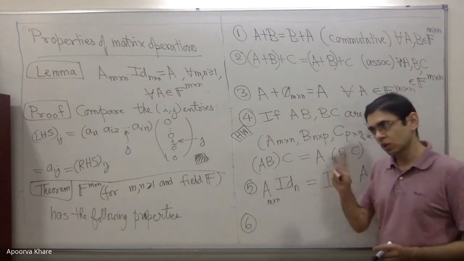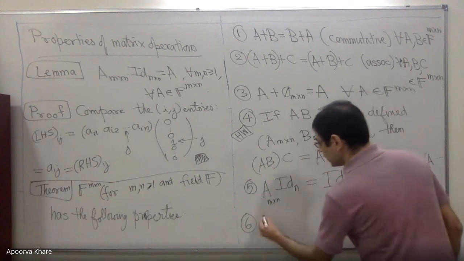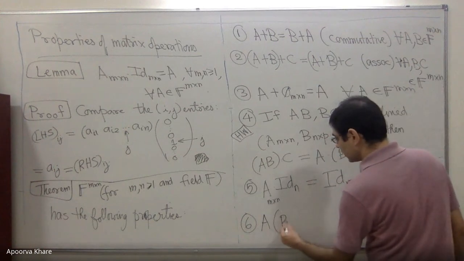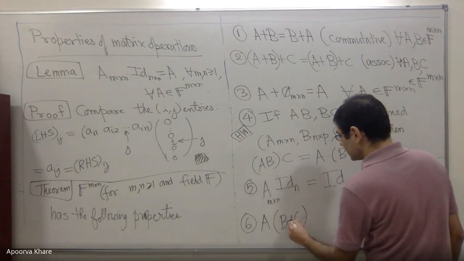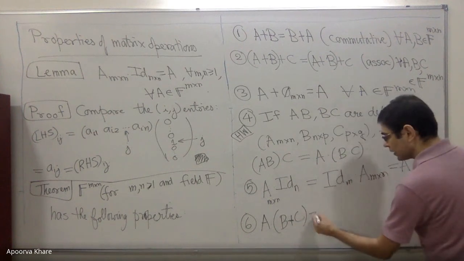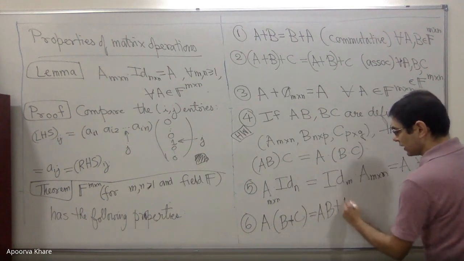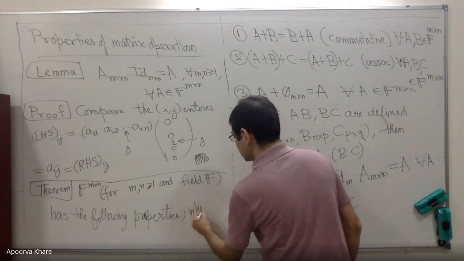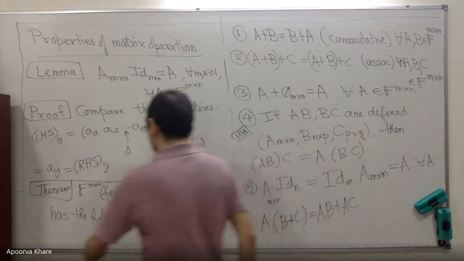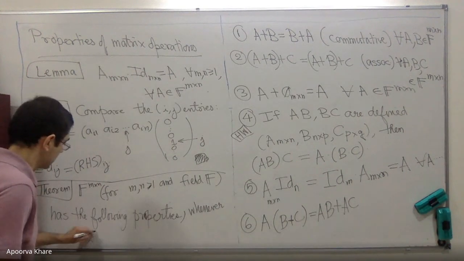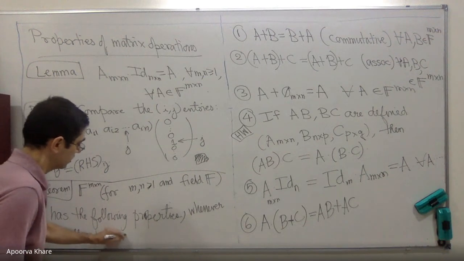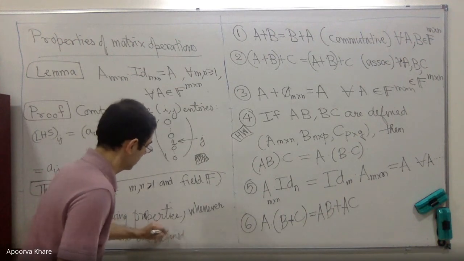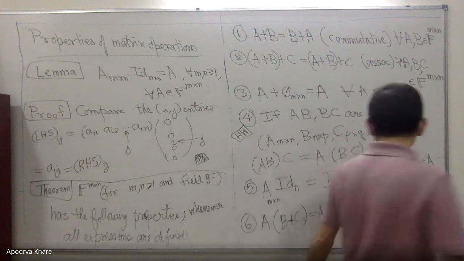And because multiplication is not commutative, I have to write it down both ways. Actually, I will only write it down one way, and then I will ask you to prove the other one. So A times B plus C. Actually, no, you have to prove both of them. So let me just write it down. It's AB plus AC, provided everything is defined. Whenever all expressions are defined. And only when these things make sense can you equate them.